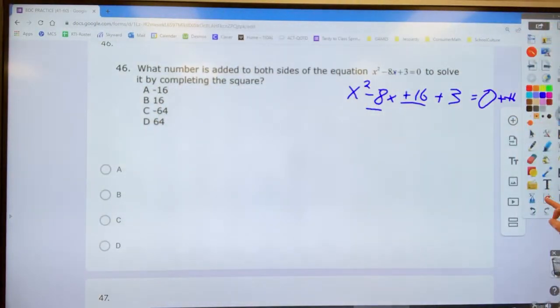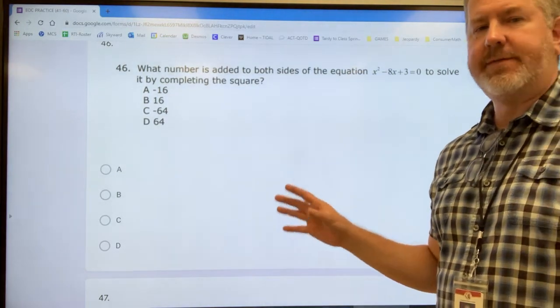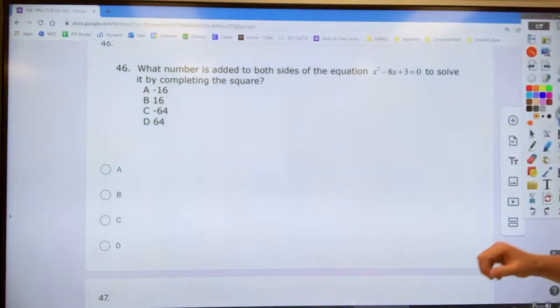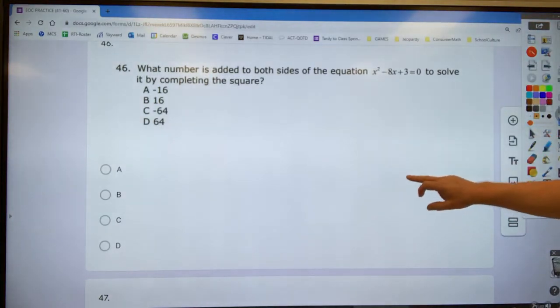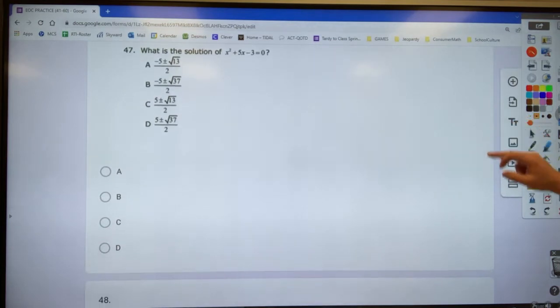We don't have to solve it. That's what's nice about this one. If you read it very carefully, we don't have to solve it. We just have to find out what we need to do to complete the square. And the answer is add 16 to both sides, so B. All right, 47. What is the solution?